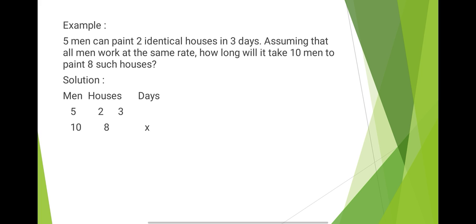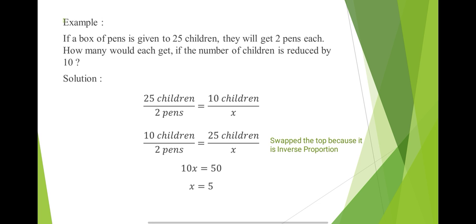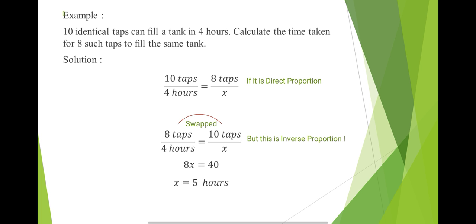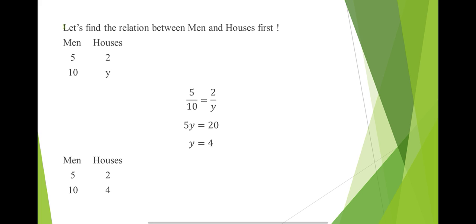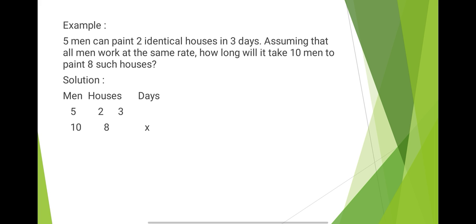So, okay, we need to do this in 2 steps because there are 3 elements, right? If there are only 2 elements, like in the previous questions, we just need 1 step, right? Just do it once, done. Now with 3 elements, we need to do it twice. So firstly, we compare the men and houses first. We just leave the days for now. We're going to deal with it in the second step.